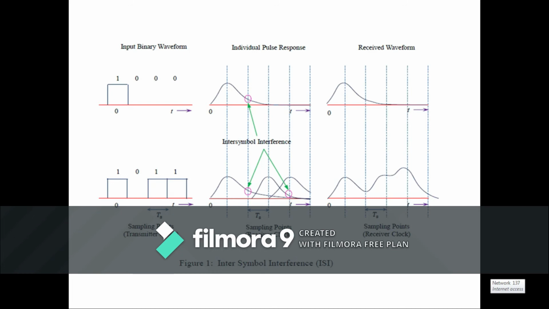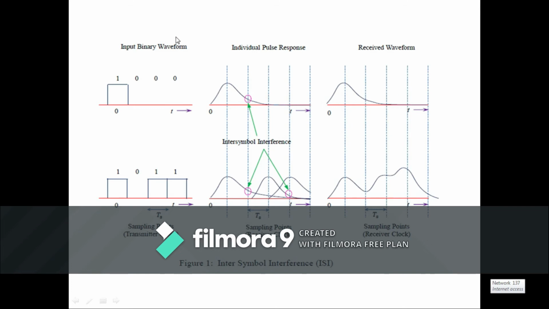Sorry, here is the input binary waveform, and that input binary waveform is given here as 1000. After that, the individual pulse response is given, and in that individual pulse response the inter-symbol interference is created. Once this is received, we get the received waveform for this input binary waveform.